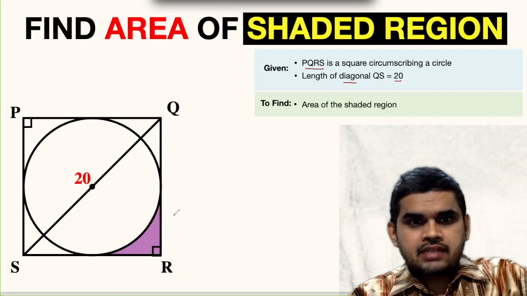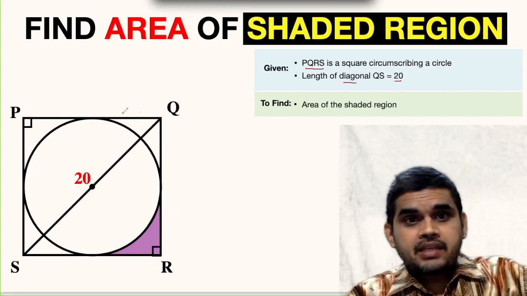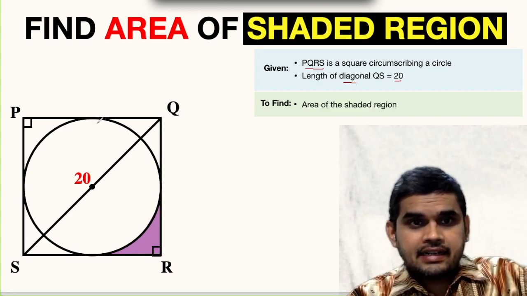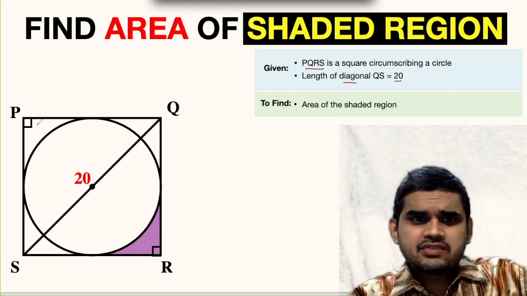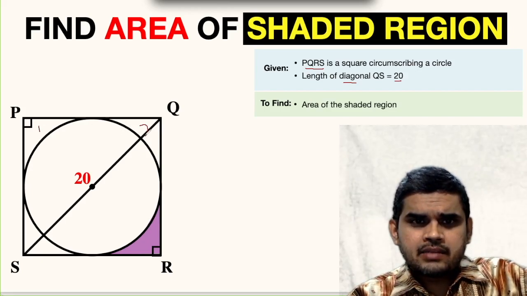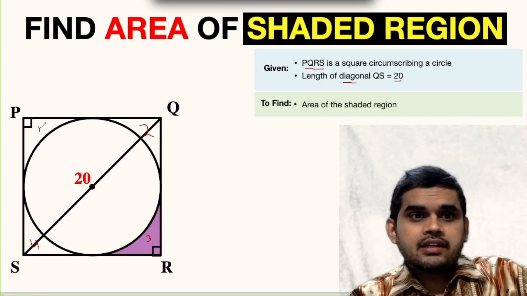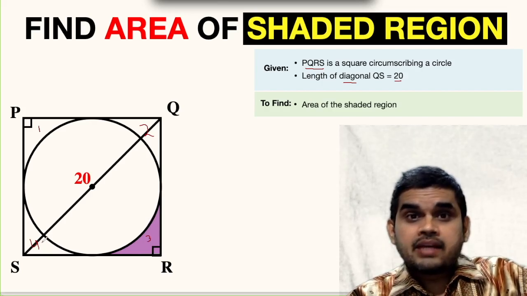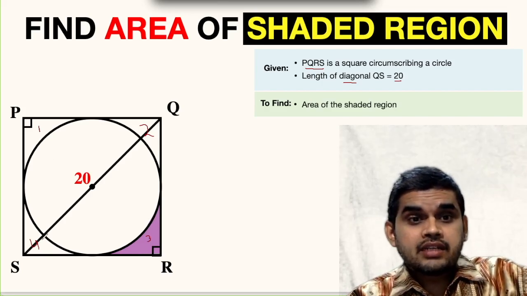The concept that we will be using is the concept of symmetry. PQRS is a square and inside it we have a circle. Don't you think that these four areas, number 1, 2, 3 and 4, will be identical? Because they are formed by the intersection of symmetric figures, we can say that they are also equal.